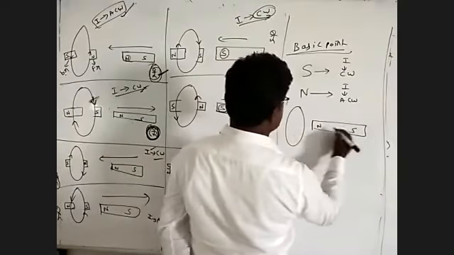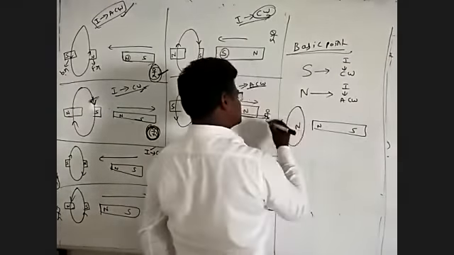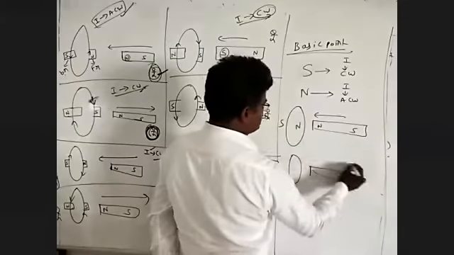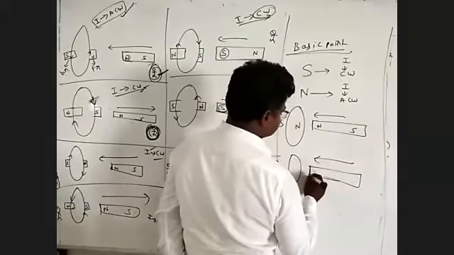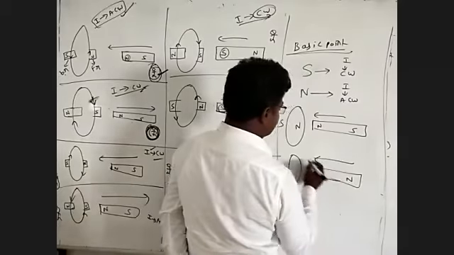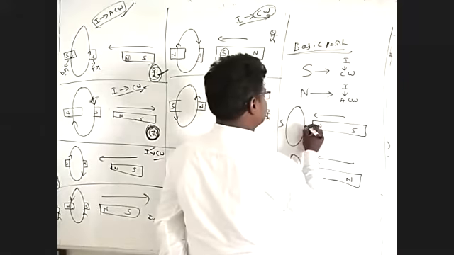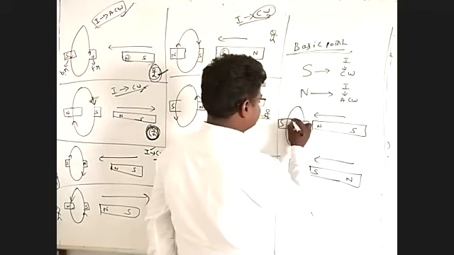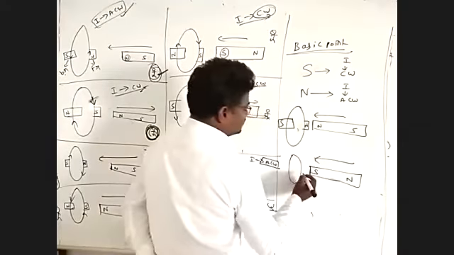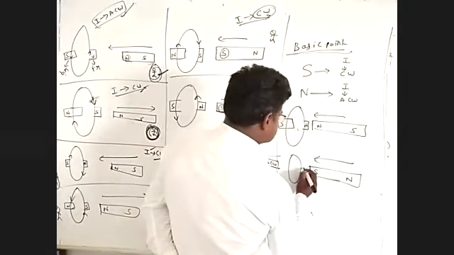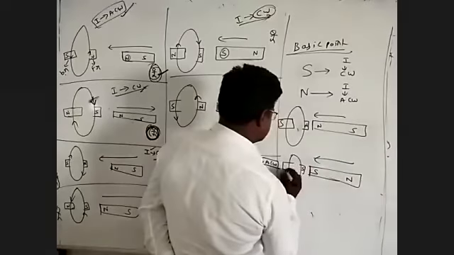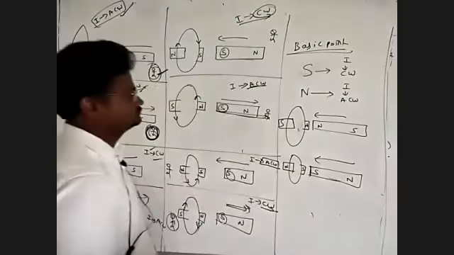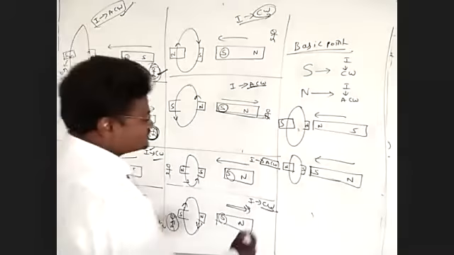This is a north pole. When the north pole is moving towards the coil, this side acts as north and this is south. When the south pole of the magnet is moving towards this direction, the front ring acts as south, and this acts as north.